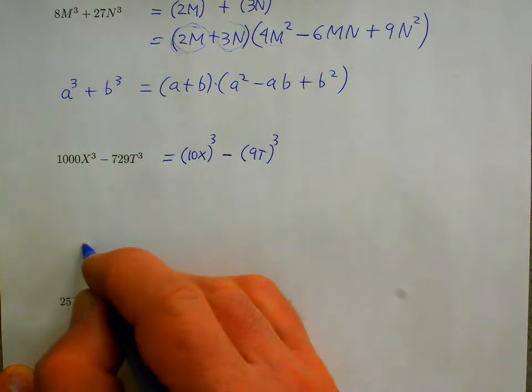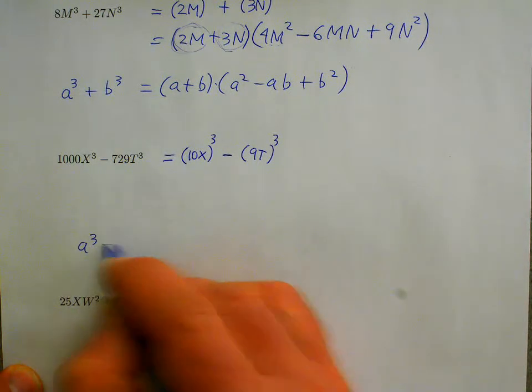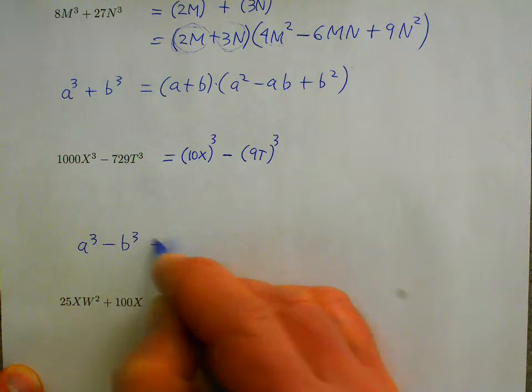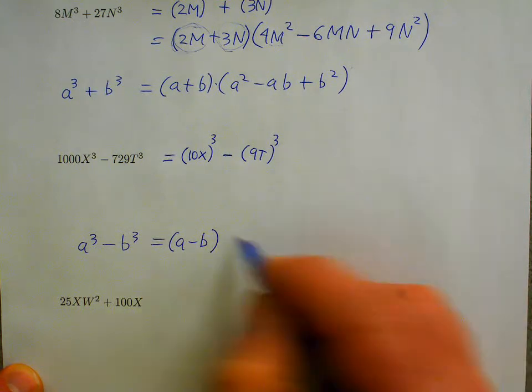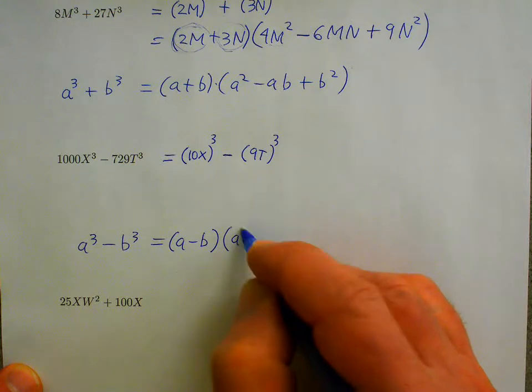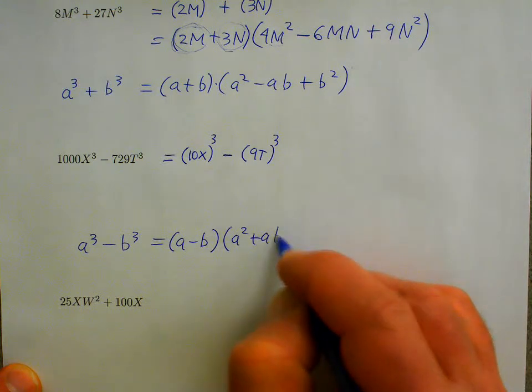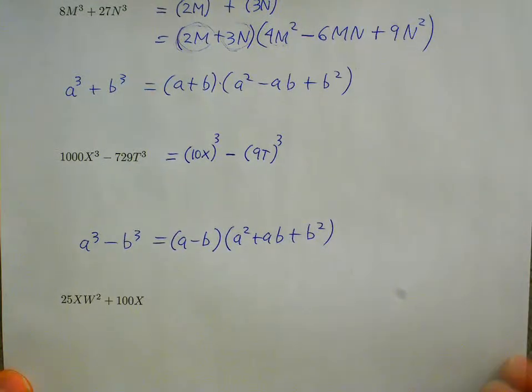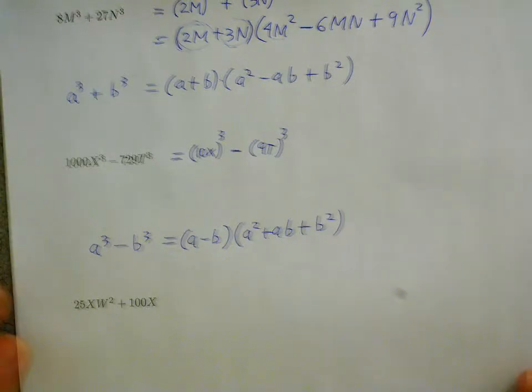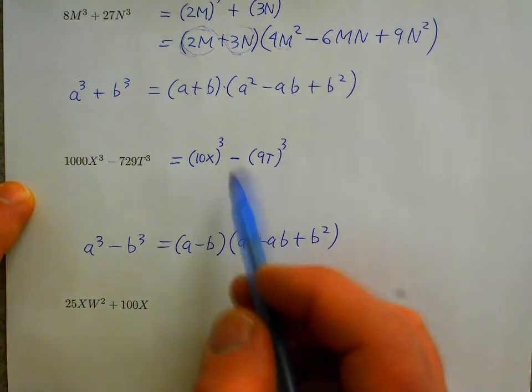The difference of cubes factoring formula, a to the third minus b to the third. The binomial is a minus b. And the trinomial is a to the second plus ab plus b to the second. Okay.